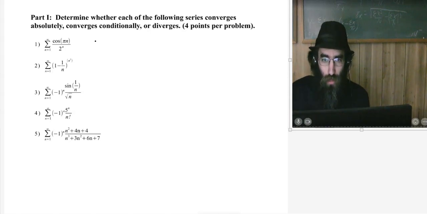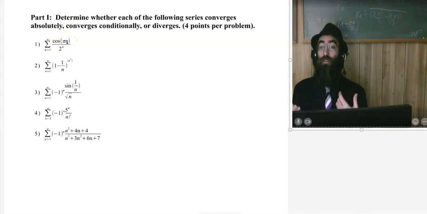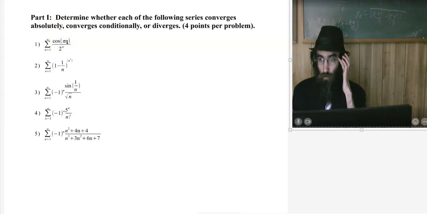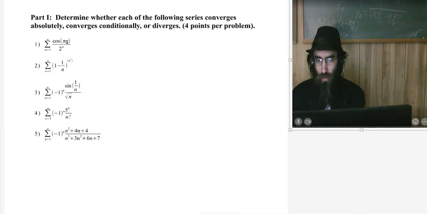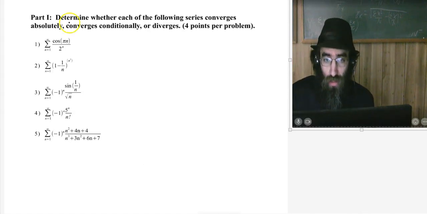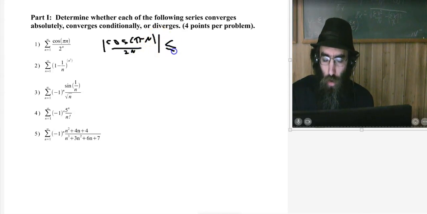One healthy way is to look at, hey, look, I've got this cosine pi n. I don't know the details of cosine of all that many numbers, right? But I do know that it's between -1 and 1. And so I'm looking at something that is no worse than a 1 over 2 to the n or a -1 over 2 to the n, right? So I could say the absolute value of cosine pi n over 2 to the n is no worse than 1 over 2 to the n.